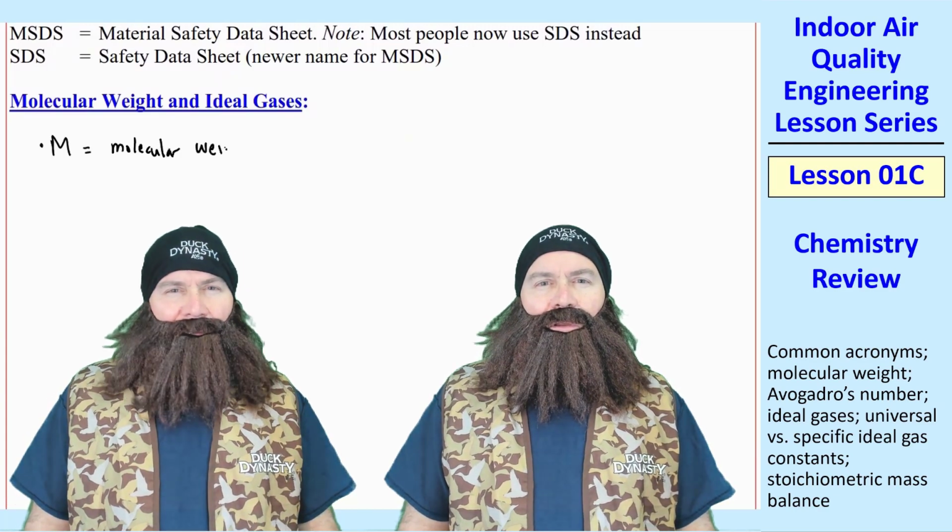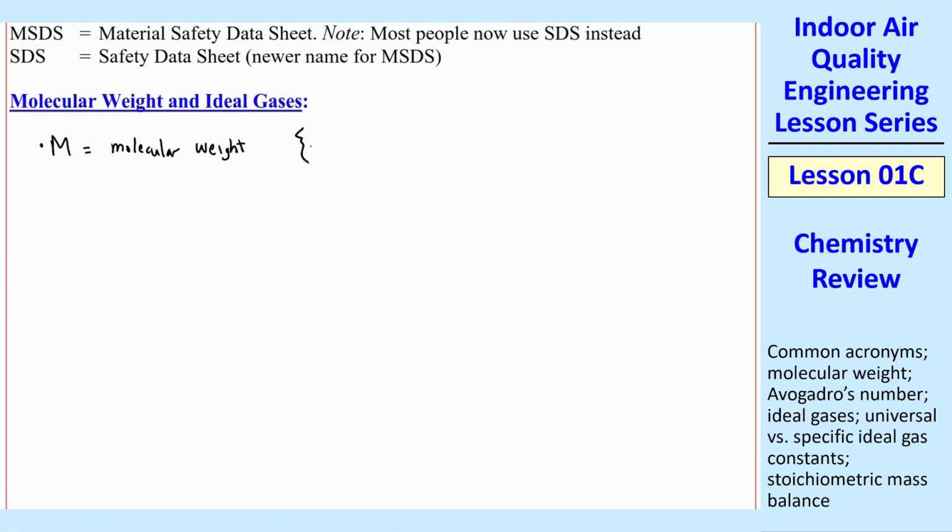So capital M is molecular weight, and this will be common notation throughout all my courses actually. So when I use squiggly brackets around something, it means the dimensions of. So the dimensions of capital M are mass per mole. And then I use square brackets to mean the units of. So the units are typically kilogram per kilomole or gram per mole. A kilomole being 1,000 moles, just like kilogram is 1,000 grams.